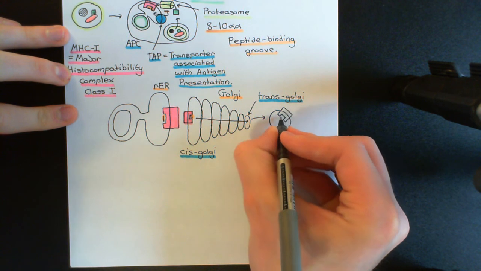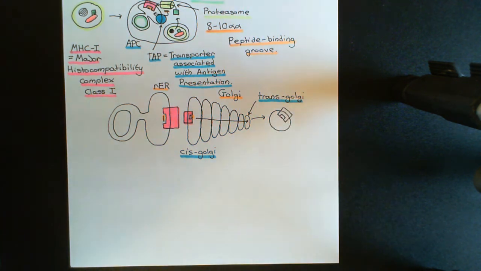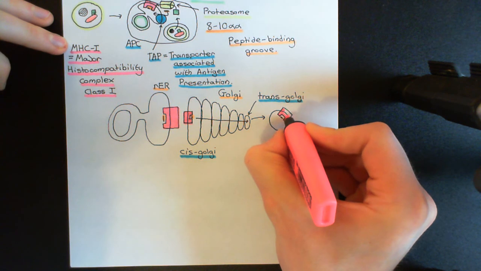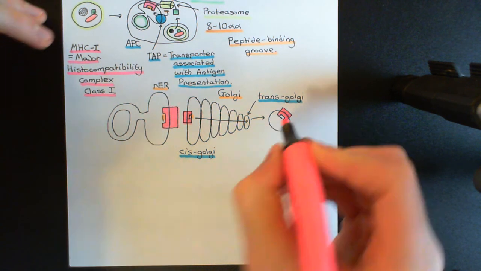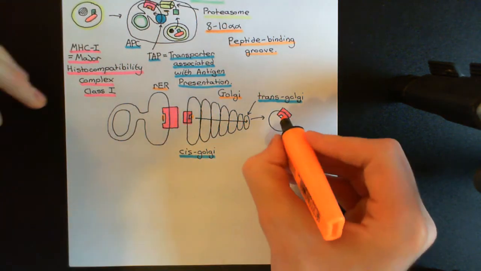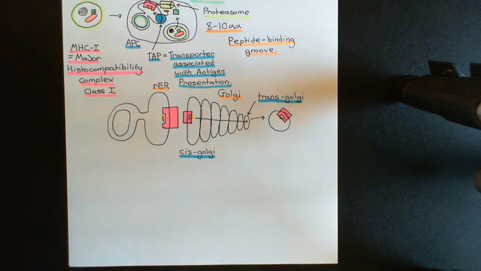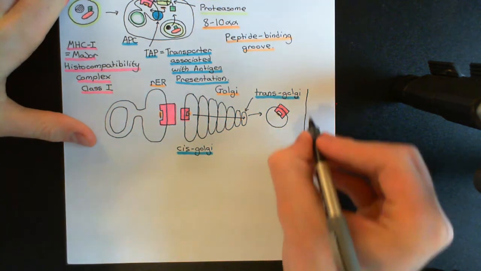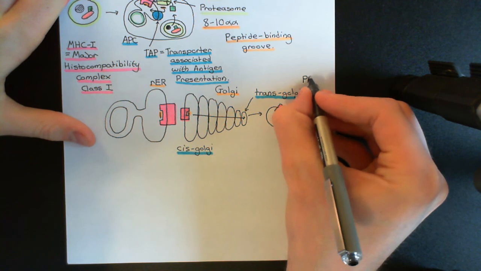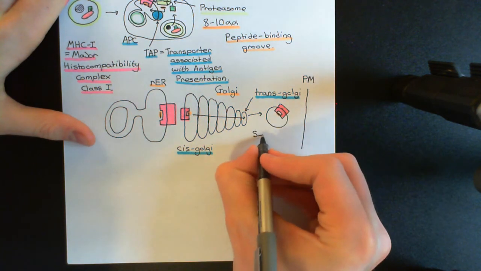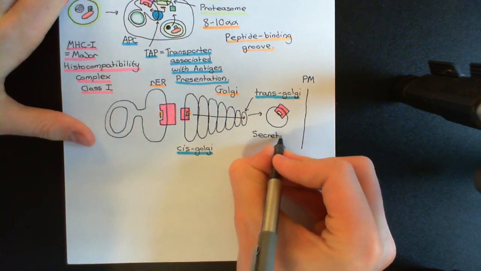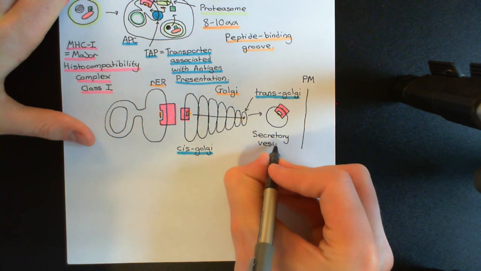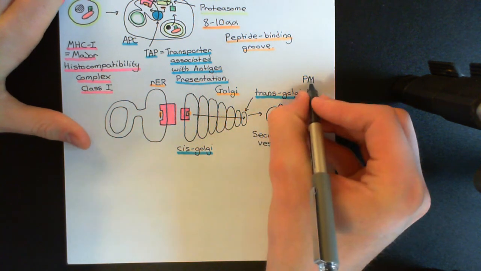So here is the little secretory vesicle with our MHC class I complex here in pink, with the peptide fragment in the peptide binding groove, and I colour that in orange. And now this secretory vesicle is going to move over to the plasma membrane. So this is the plasma membrane here. I'll just label this up as the secretory vesicle that's come off from the trans-Golgi. So this is the secretory vesicle. This will now move to the plasma membrane here.